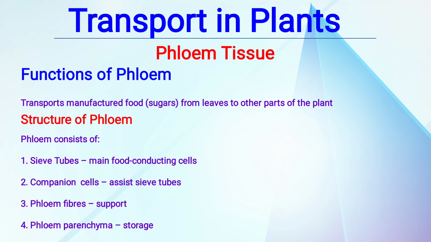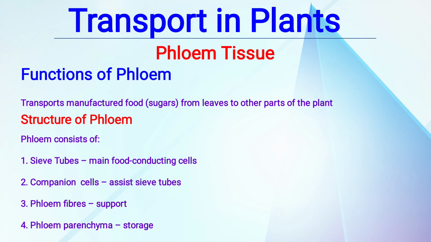What are the functions of phloem tissue? That's to transport manufactured foods, like sugar, from leaf to other part of the plant. They help in transporting the manufactured food from leaf to other part of the plant.